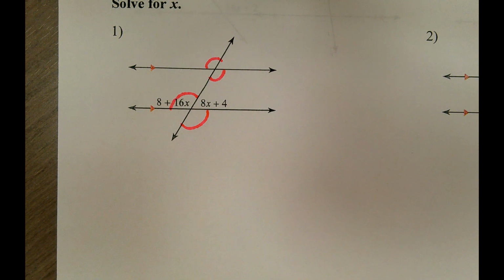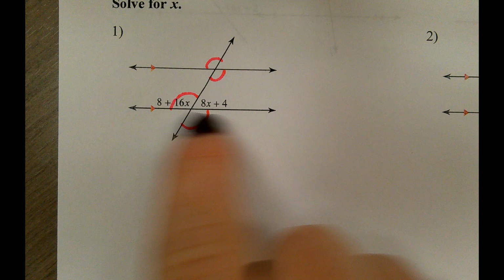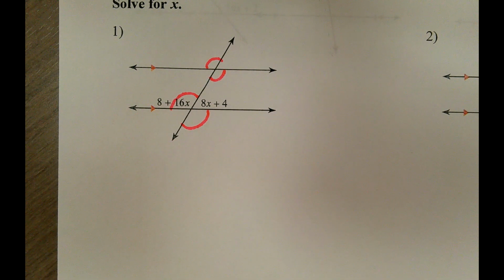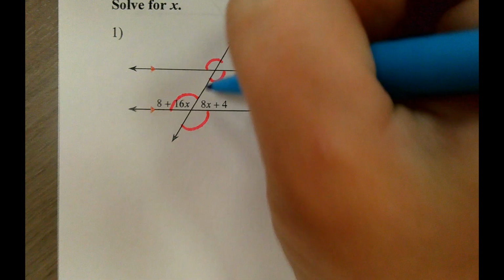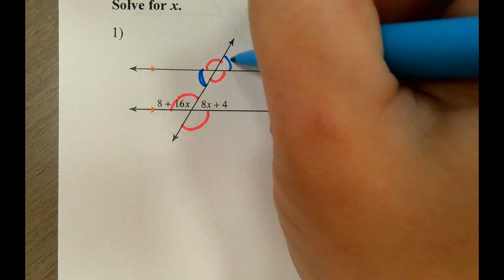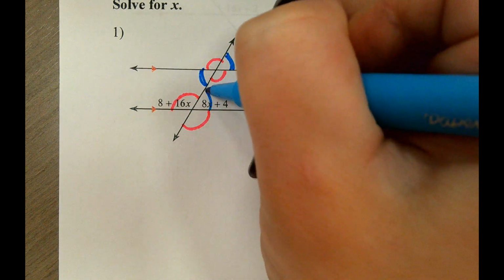Starting here can help us think about how are these two angles related to each other. If you want, you could label the other ones that are equal. You don't have to, but you can.